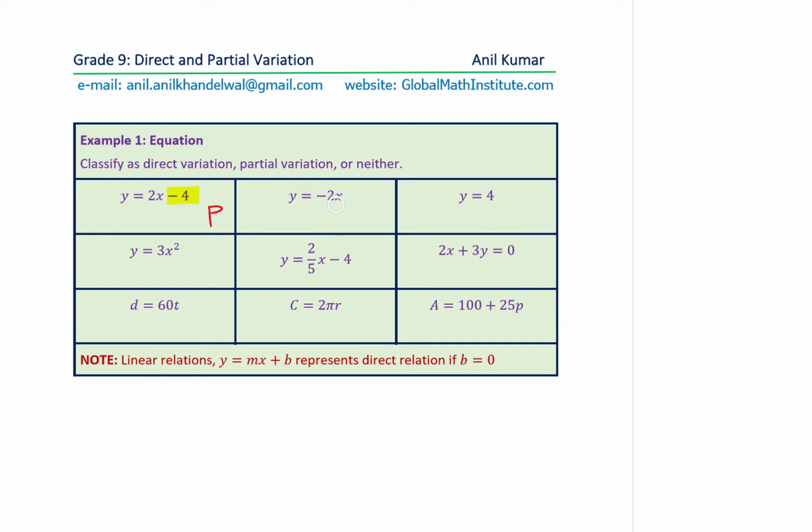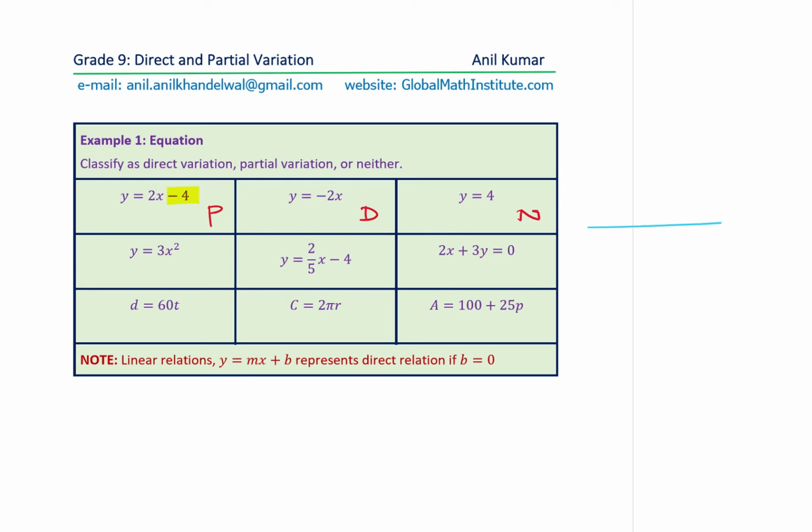y equals minus 2x also represents a straight line, but the y-intercept is 0. When x is 0, y is 0. There is a constant which relates y and x, so this is direct. In this case, what do you think it is? My answer is neither. Can you tell me why?